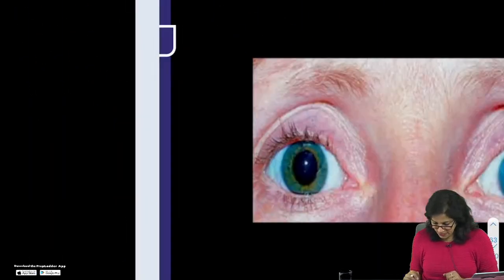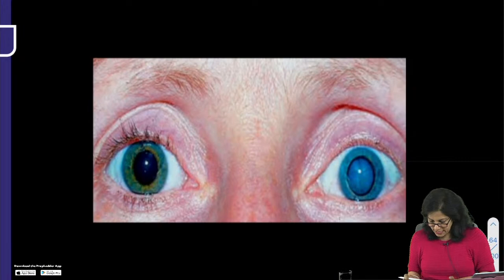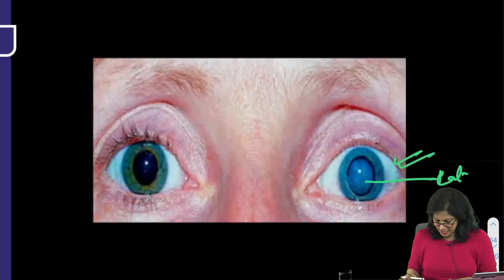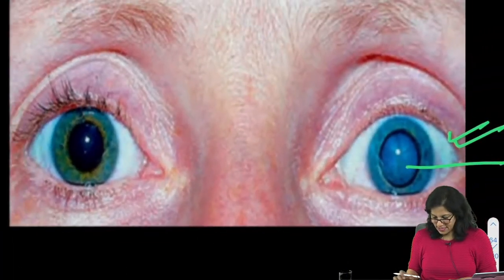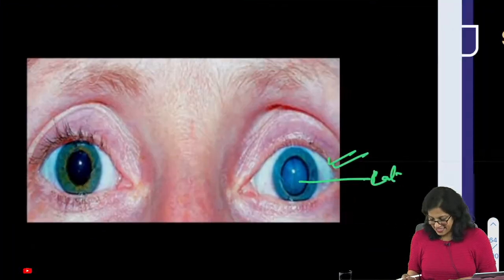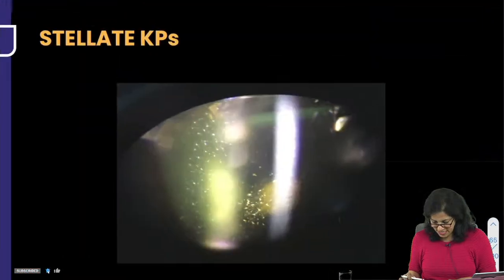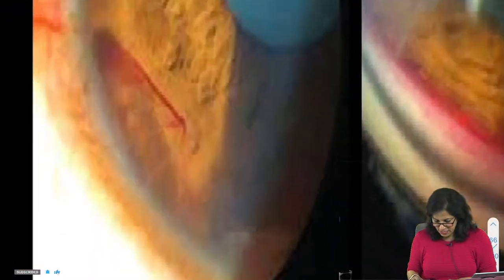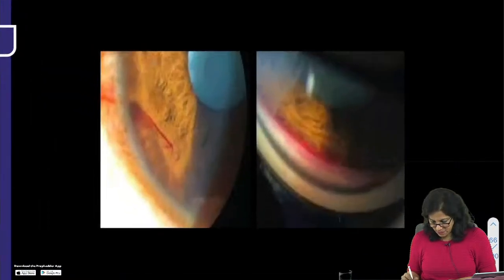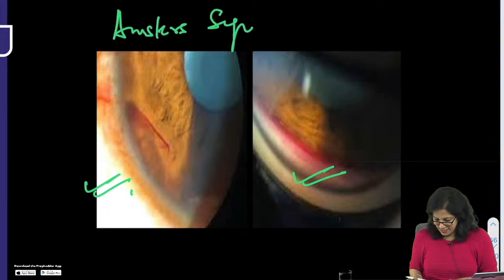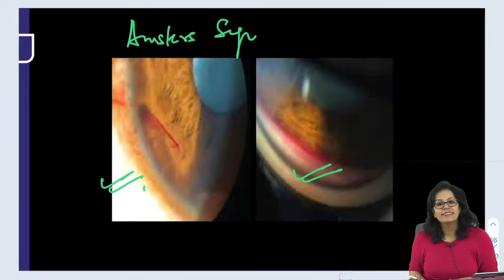So, let us have a look here. This is a heterochromia iridis. Of course, this is the lighter eye, the involved eye, with even cataract that can be seen here. Okay, this one. You appreciate? Yeah. Then we talk about this. These are what are called stellate KPs, star-shaped KPs. This is the bleeding on paracentesis, which can even be seen on gonioscopy or on the slit lamp. This is what is called Amsler's sign. Okay? Yeah.